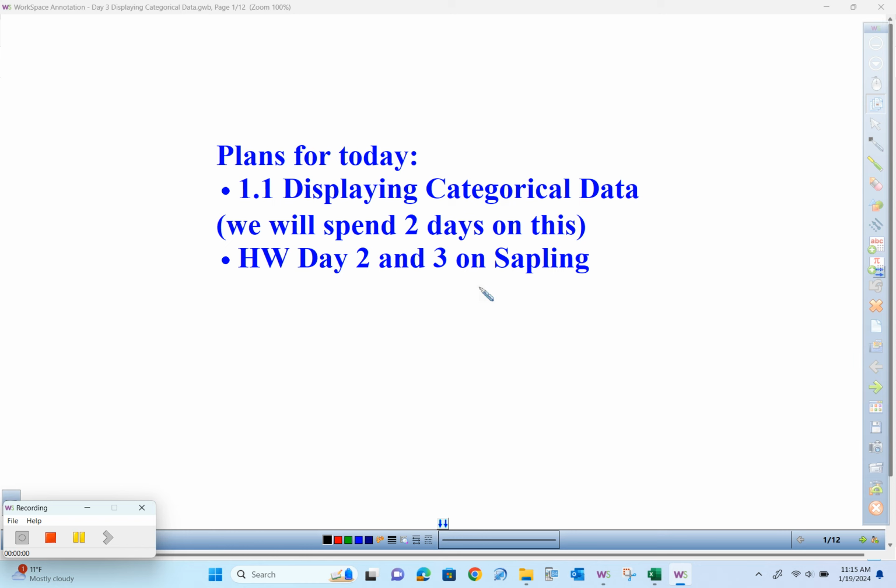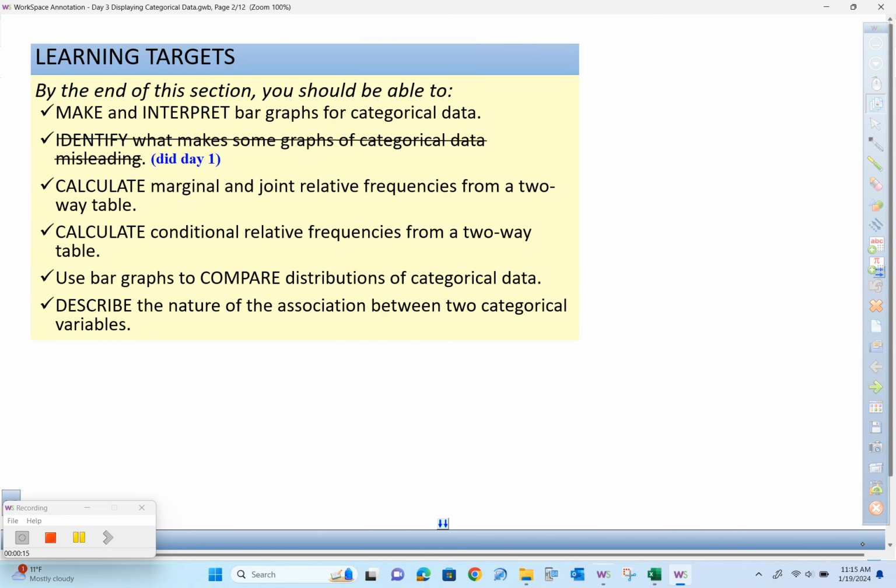Categorical data from last class. We got through 1 through 6 last time, and we're going to pick up at 7. After today, you should be able to do the rest of day 2 homework and day 3 on Sapling. Okay, so we covered a little bit of this last time.